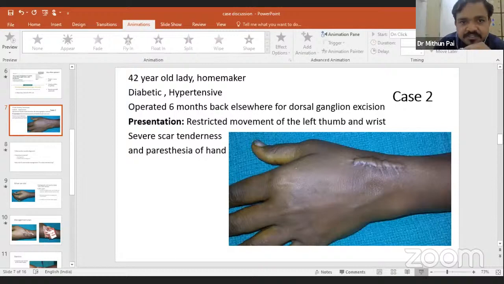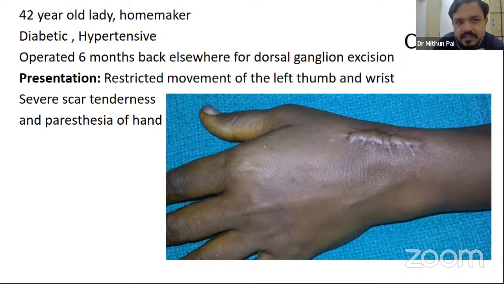This is a 42-year-old lady homemaker who is diabetic and hypertensive. She was operated on 6 months back elsewhere for dorsal ganglion excision, and she presented to us with this scar and restricted movement of the left thumb and wrist, with severe tenderness and paresthesia over the hand. She presented 6 months after surgery with a longitudinal scar over the dorsum at the base of the thumb, with severe scar tenderness and paresthesia and restricted movement of the thumb and the wrist. How to go about this case? What would be the possible diagnosis?